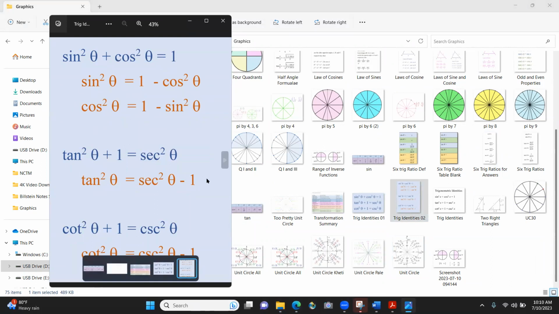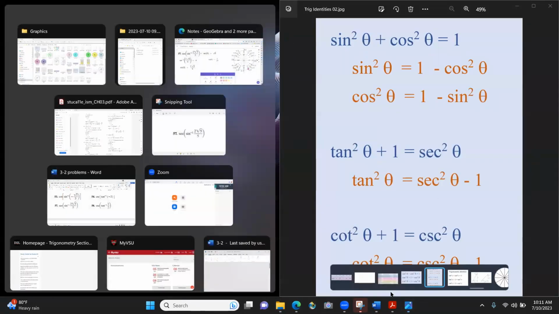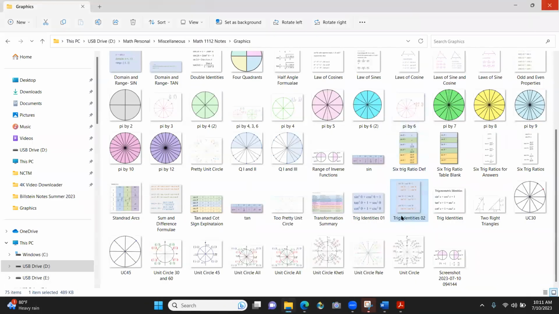The orange ones are called derived. You don't have to know them, just move things around. You just memorize the blue ones. Tan squared theta plus 1 is secant squared theta. The next one, I know you can't see it fully, but don't worry. If we need it, we'll bring it to our slide screen.